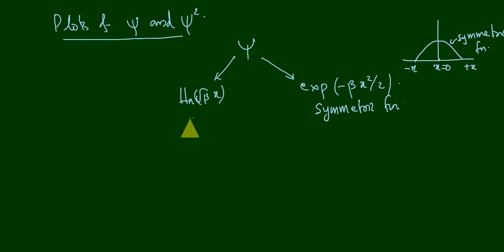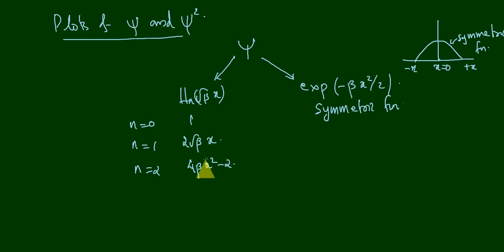And what about the other part, that is Hn(root beta x)? We know that for n equal to 0, Hn(root beta x) is equal to 1. Okay, this function is equal to 1. And for n equal to 1, this function Hn(root beta x) is 2 into root beta x, right? 2 root beta into x. We have already calculated this one. And for n equal to 2, this is 4 beta x square minus 2. Okay, 4 beta x square minus 2.